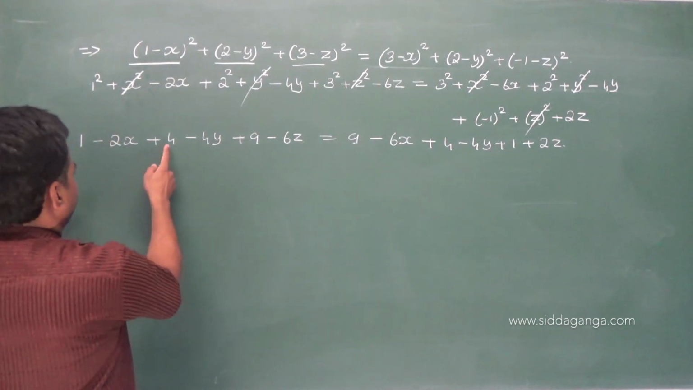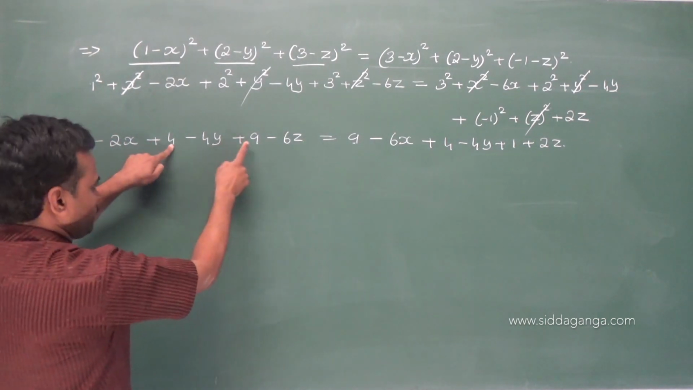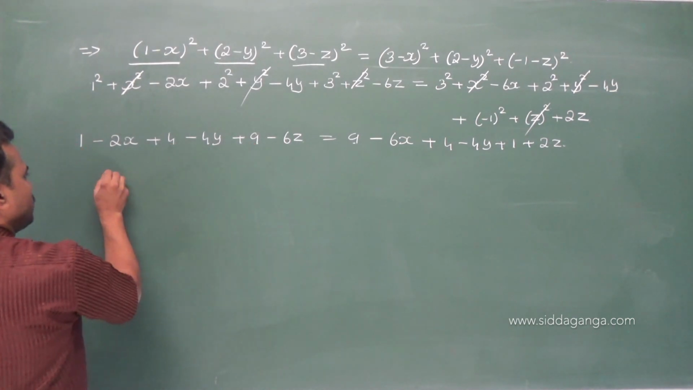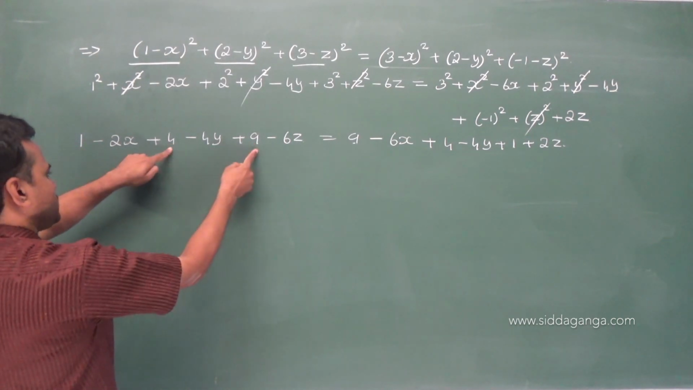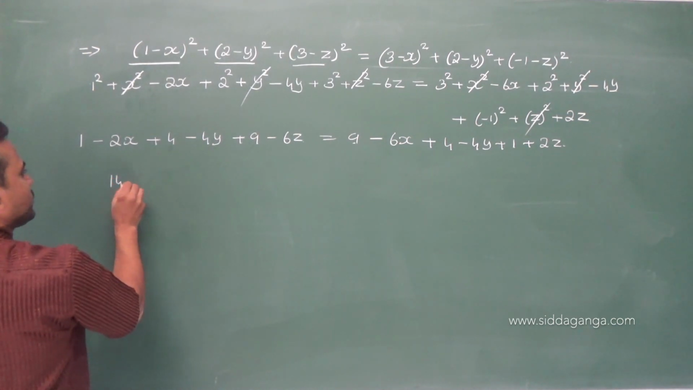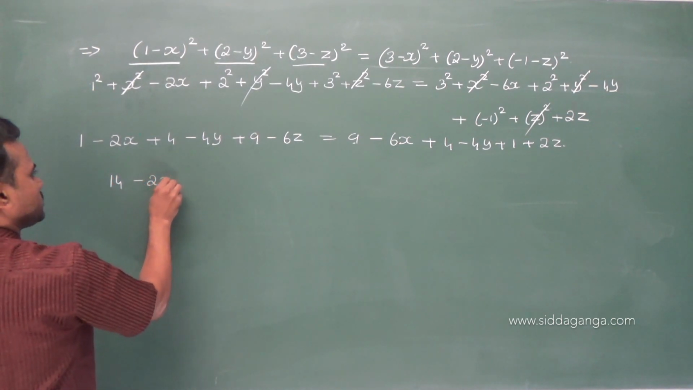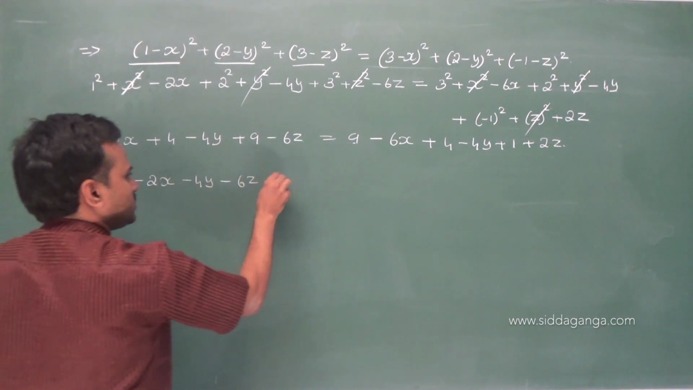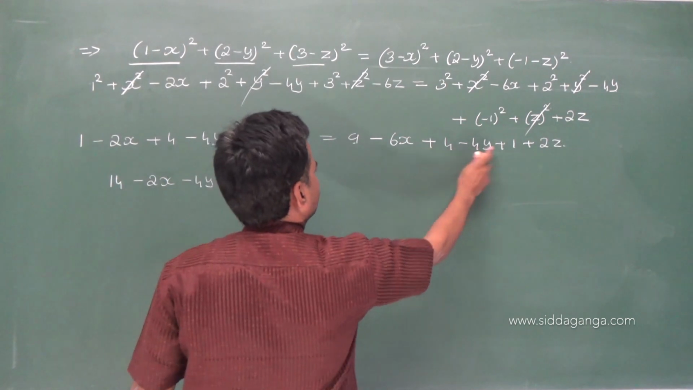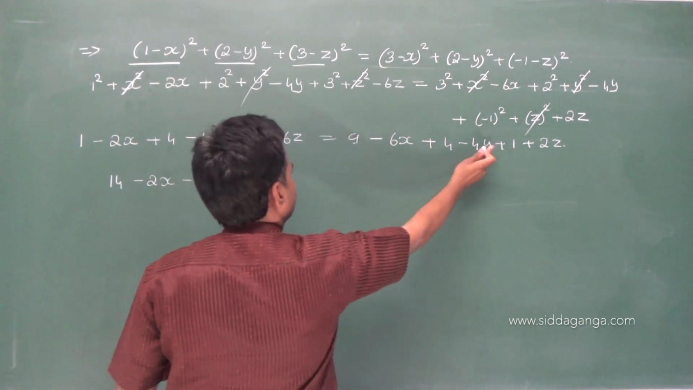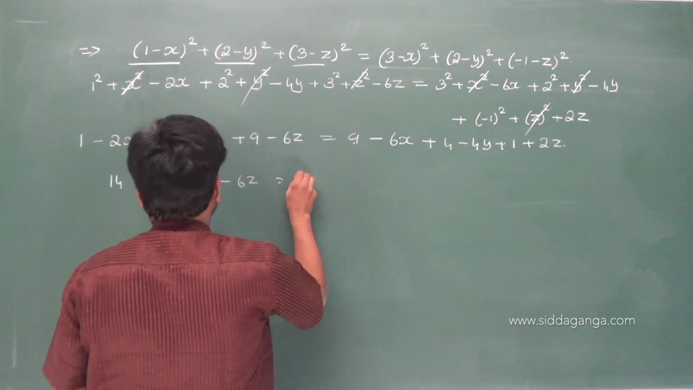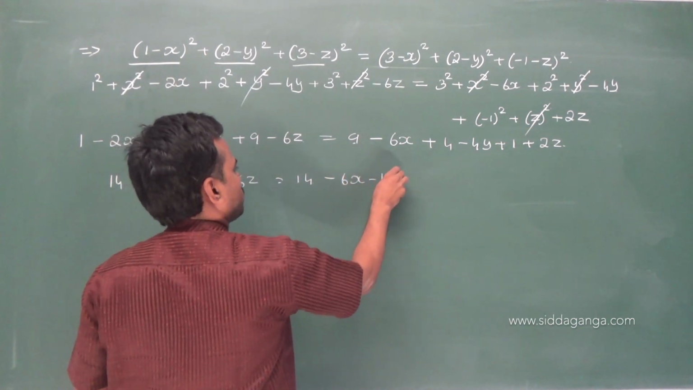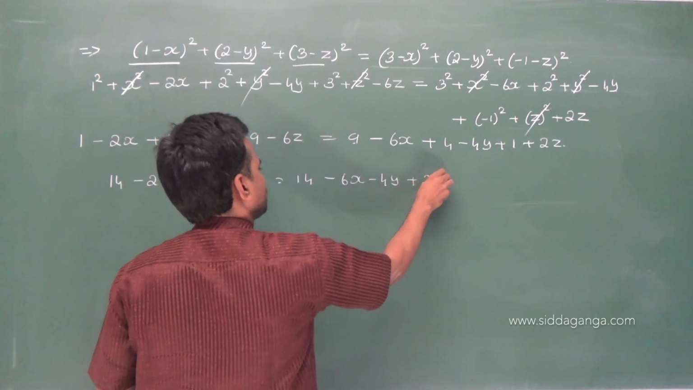So calculate. 4 plus 1, 5 plus 9 plus 9. How much? 4 plus 1 is 5. 5 plus 9 is 14. Minus 2x minus 4y minus 6z. Similarly, also calculate. 4 plus 1 is 5. Correct? 5 plus 9, that is 14. Minus 6x minus 4y plus 2z.